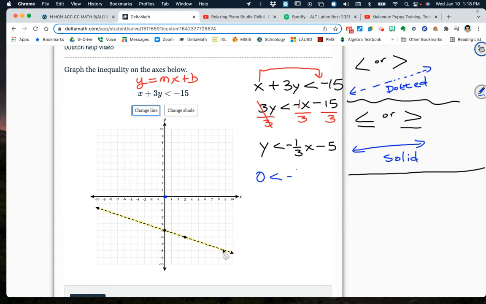0 less than negative 1/3 times 0 minus 5. Okay, that goes away. I get 0 less than negative 5. Is 0 less than negative 5? No, it's actually greater. So that means all of the side where 0's at is not part of the solution. We want the other side. So we don't want that. We want this. So here's our answer.